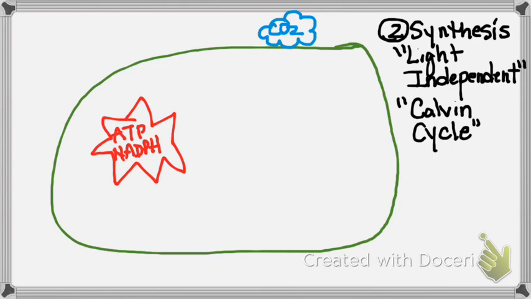Okay, so the CO2 gas comes in through the stomata. The oxygen also escapes through the stomata. So you've got oxygen leaving, carbon dioxide coming in. And so the carbon dioxide is going to come into the stroma. Remember, the stroma is our liquid, our water, okay? So it just comes in and is in the fluid outside the thylakoid.